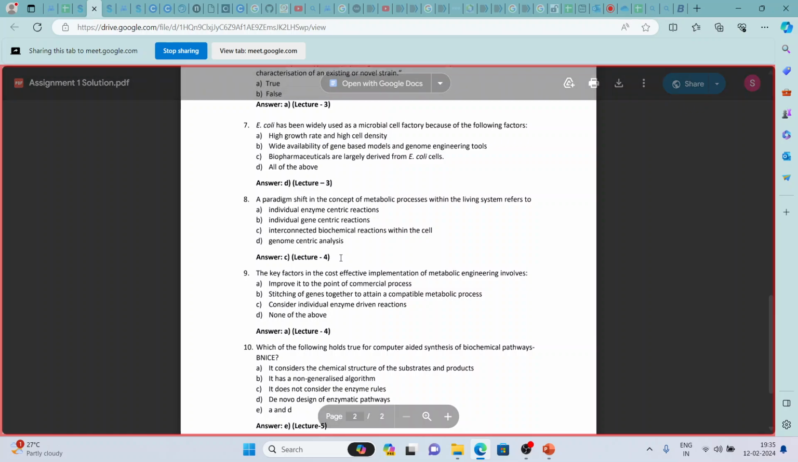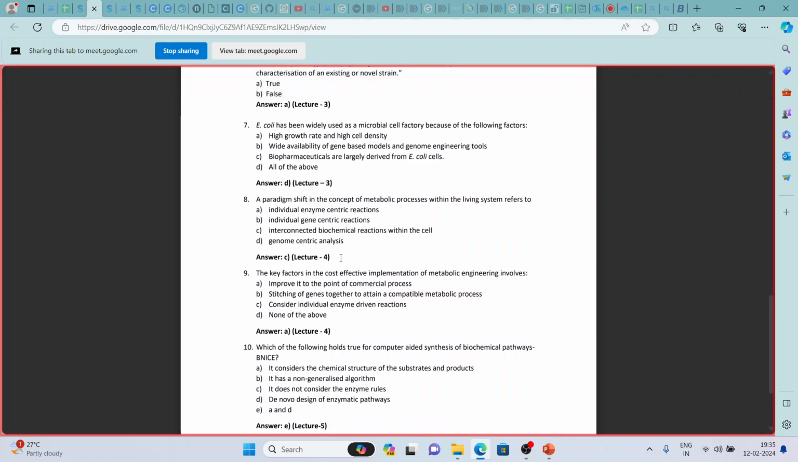The next question is E. coli has been widely used as a microbial cell factory because of the following factors. Option A, high growth rate and high cell density. Option B, wide availability of gene-based models and genome engineering tools. Option C, biopharmaceuticals are largely derived from E. coli cells. Option D, all of the above. So the right answer for this question is all of the above. We had also discussed this as a part of the problem solving session 2 weeks back.